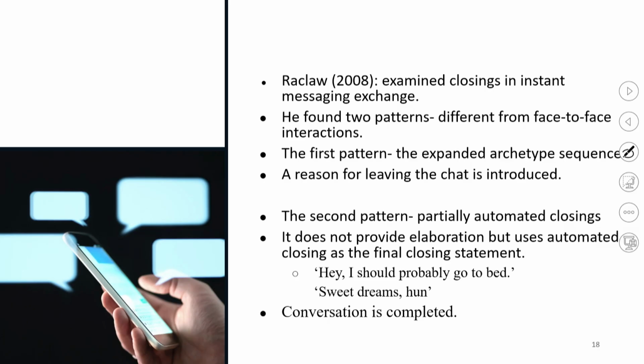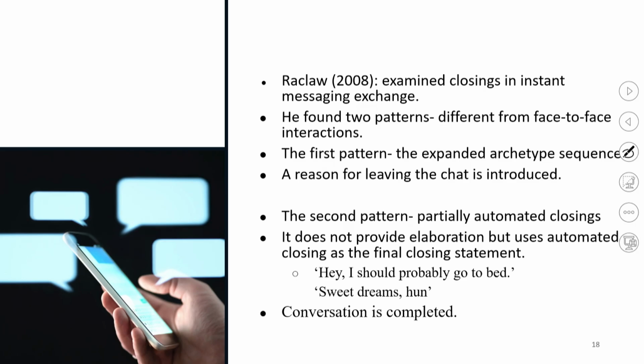For example, one particular study looked at instant messaging exchanges. Of course, this is a 2008 study; in today's time it has changed even more. He found two patterns of closing different from face to face interactions. The first pattern, the expanded archetype sequence, is where a reason for leaving the chat is introduced.